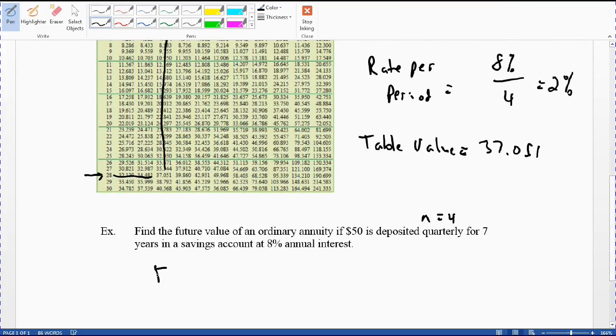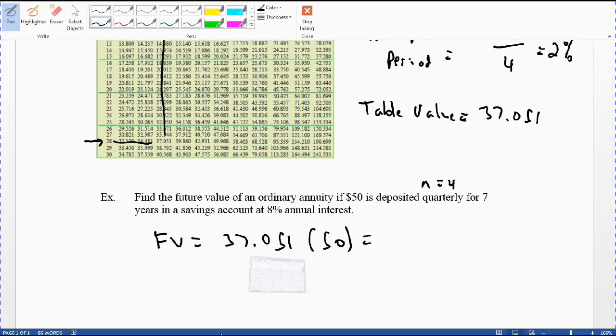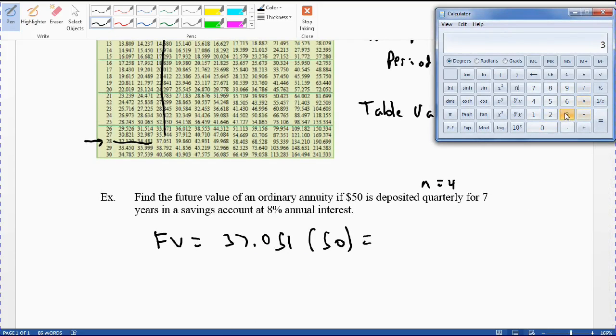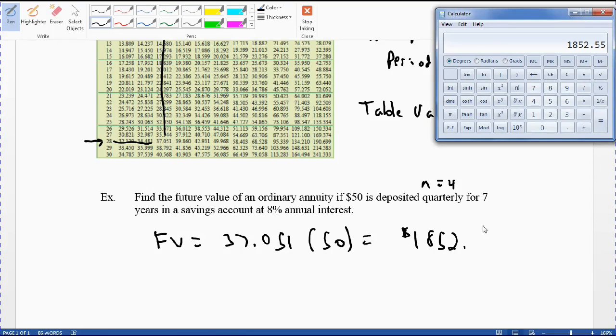Now to find the future value, we call it FV. We're just going to take the 37.051 and we're going to multiply it by 50 because that's the actual deposit that's being made. So we're going to take out a little scientific calculator. Take 37.051, and times that by 50. We get 1852.55 dollars.